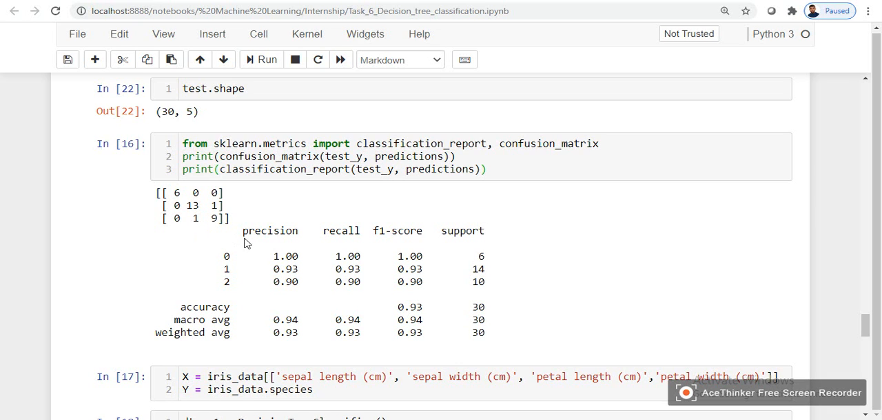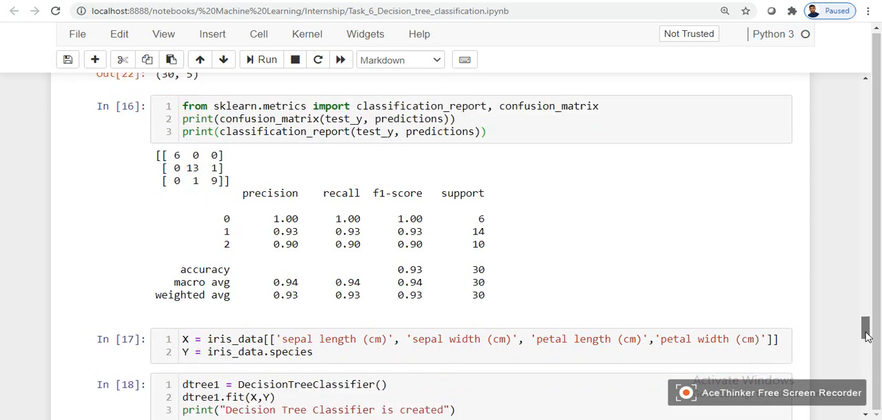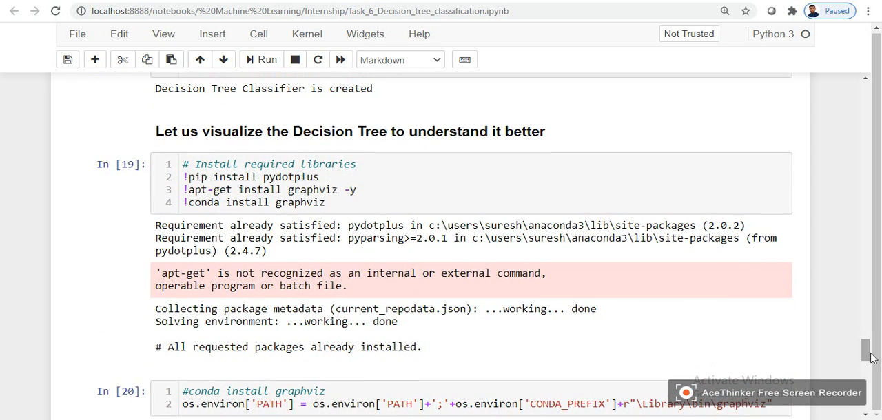So in this case we have good precision and recall values, so this model actually works relatively well. In this confusion matrix, the y-axis represents the predicted values and the x-axis represents the original values of classes 0, 1, 2. Okay, now let us have a look at the model. Let us visualize how the model actually performed.